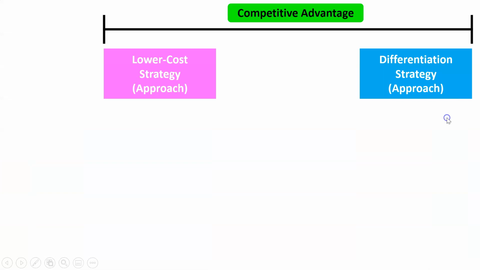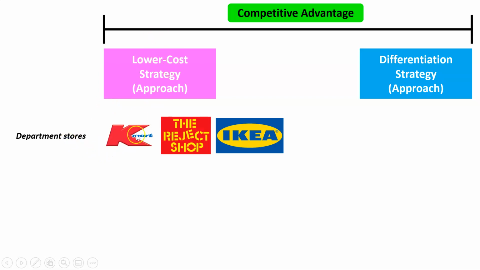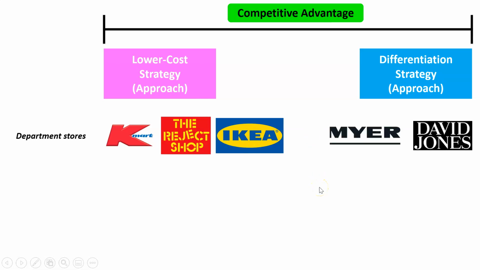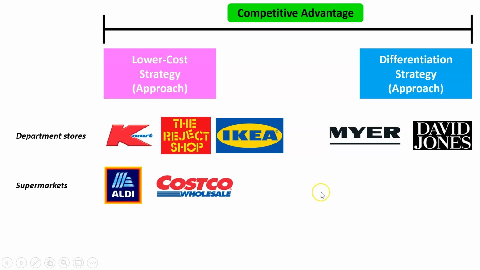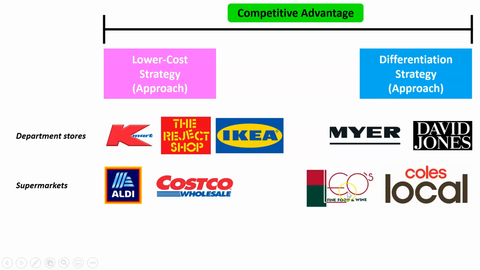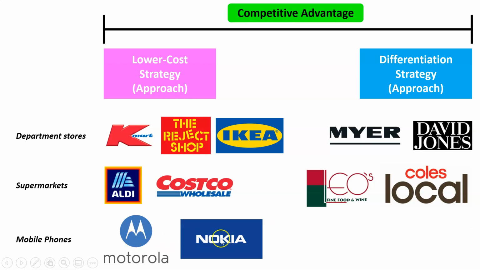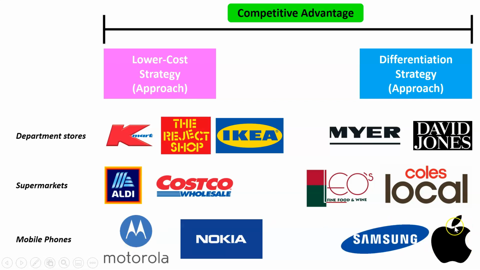What else might you need to know? Well, if you looked at some case studies as we did this to help us understand, we said in department stores, lower cost, we're looking at businesses like Kmart, Reject Shop, and to a certain extent IKEA, versus Myer and David Jones. We did supermarkets, in particular Aldi. We put a lot of time into Aldi, lower cost, versus Coles Local or Leo's Fine Food and Wine. And lastly, for differentiation, we looked at mobile phones. We said Motorola and Nokia at the lower cost, but at the premium end, Samsung, and we looked at Apple.